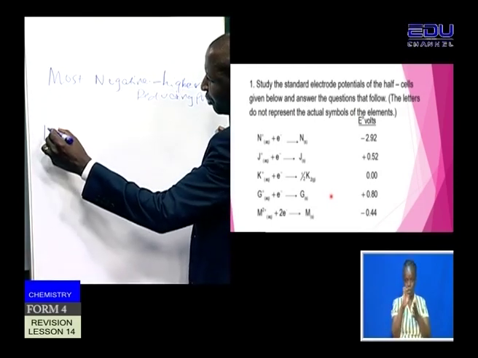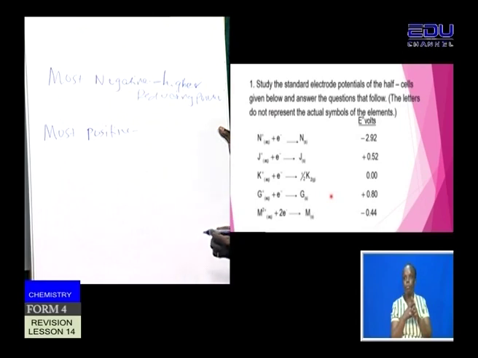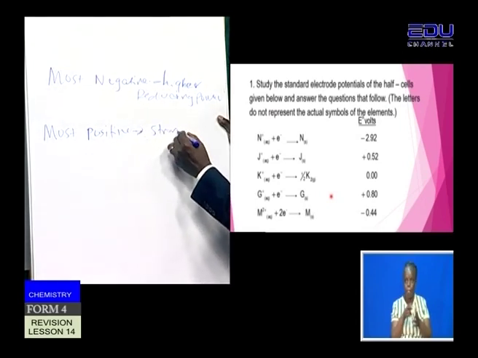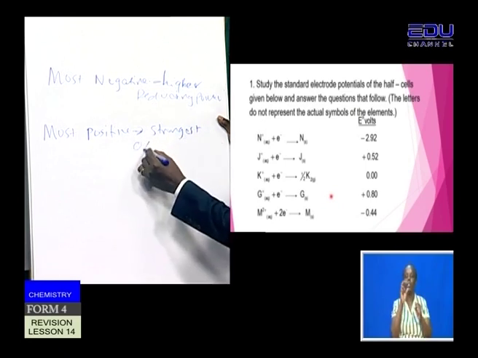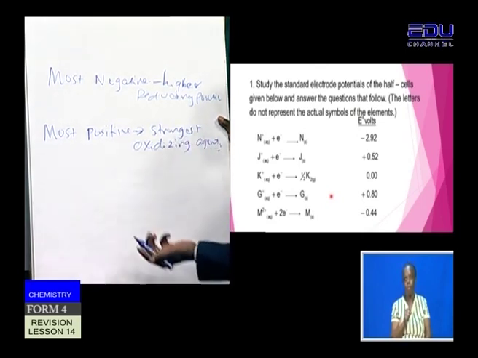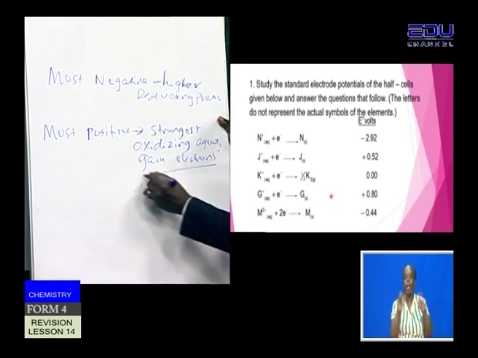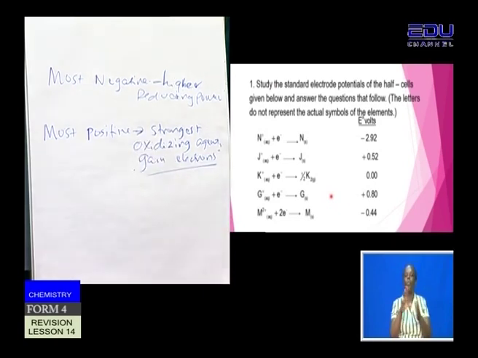So the most positive means these are the strongest oxidizing agents, and they have a higher tendency to gain electrons. So the more negative values indicate a higher tendency of the species involved to lose electrons, but the more positive values show they have a higher tendency to gain electrons. So after understanding that, we can now look at the questions.